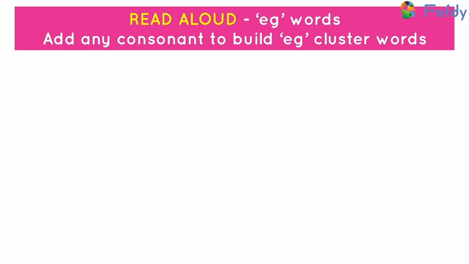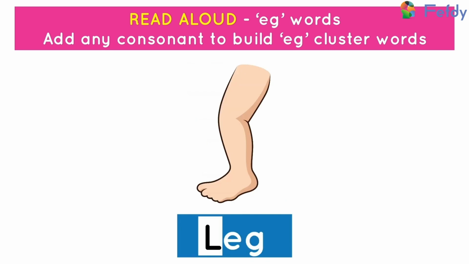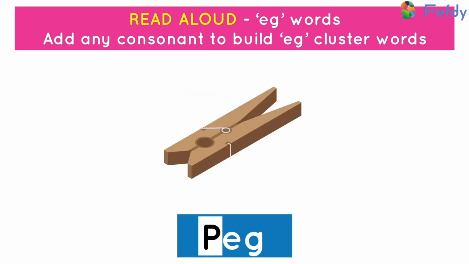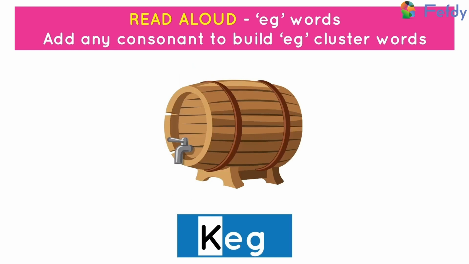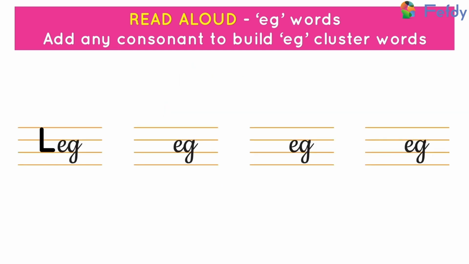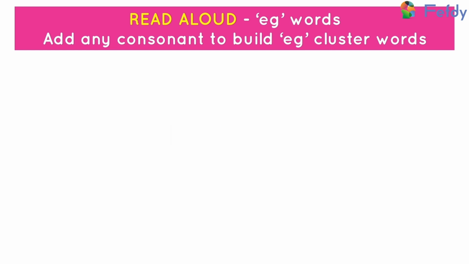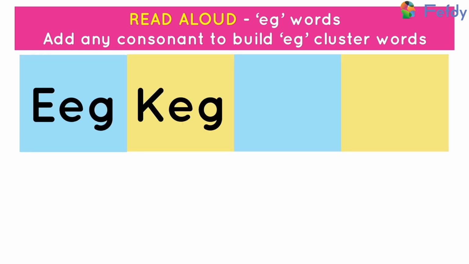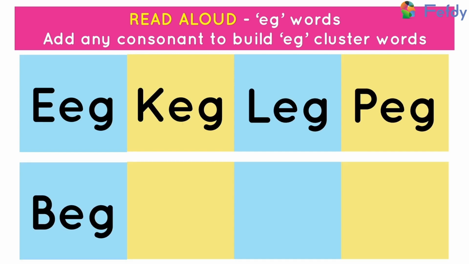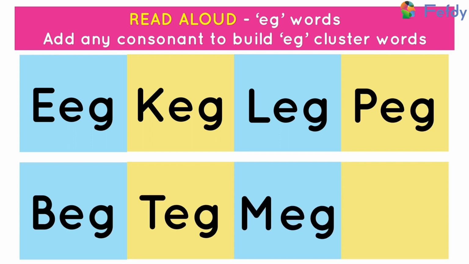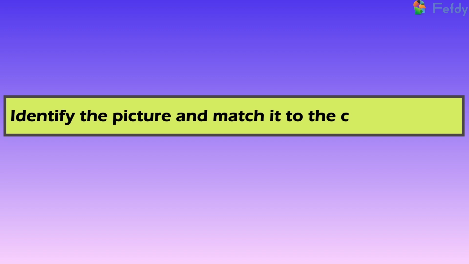Read aloud egg words. Add a consonant to build egg cluster words. Leg, peg, keg. Leg, peg, keg, meg. Egg, keg. Leg, peg, beg, teg, meg, reg. Identify the picture and match it to the correct words.